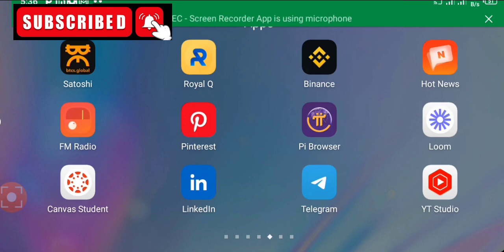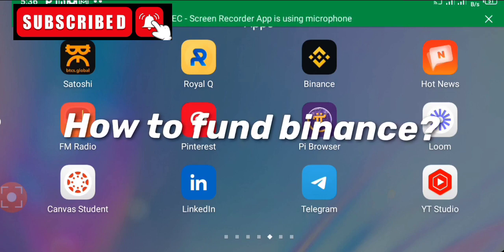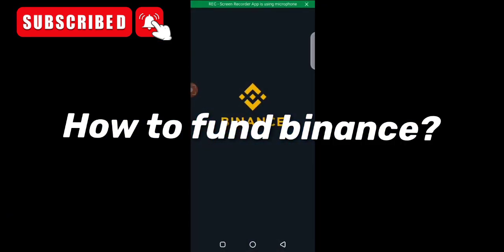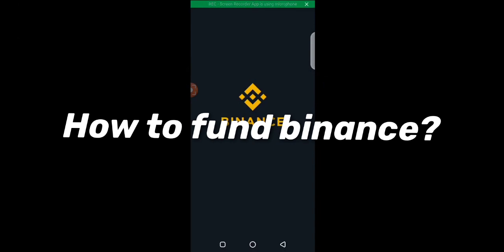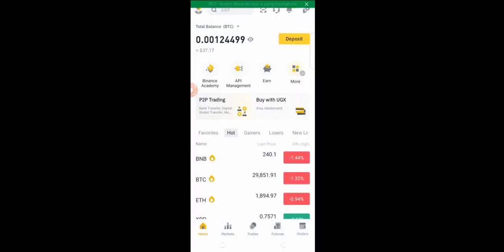Today we're going to see how to fund Binance, how to put money on Binance to start trading. All you need to do is register for an account on Binance, and after registering an account and binding your Binance, you need to put money in from fiat, from the local currency of your country.